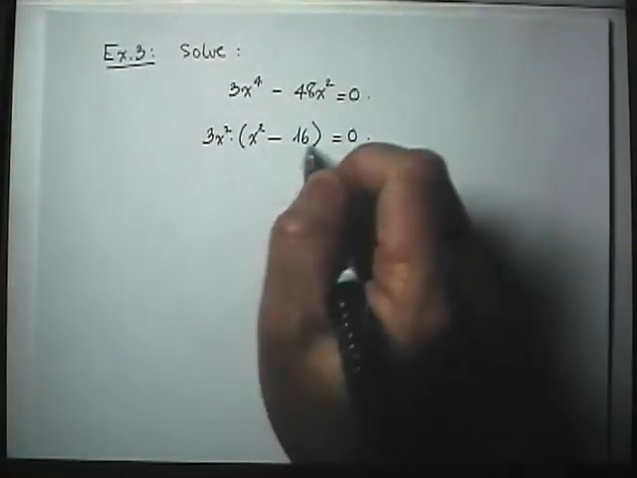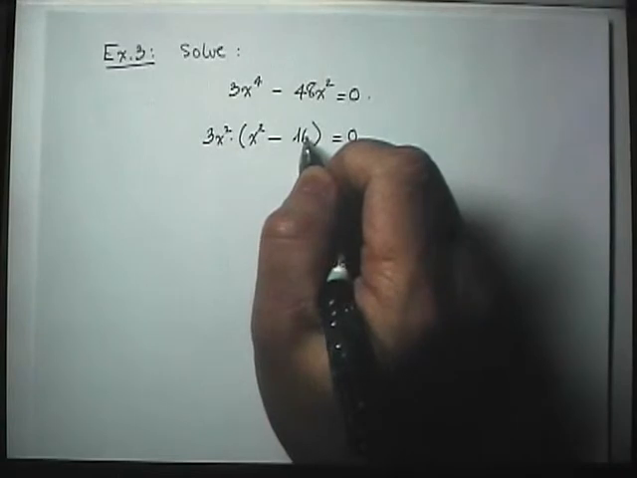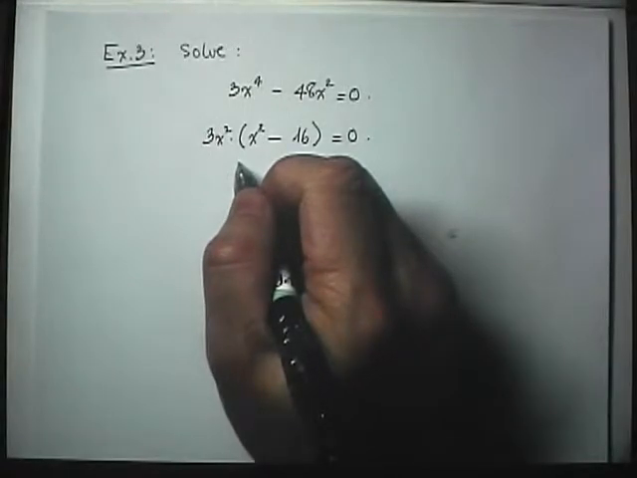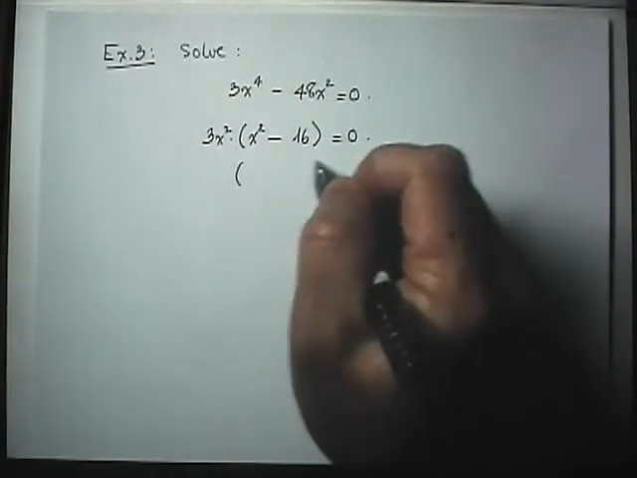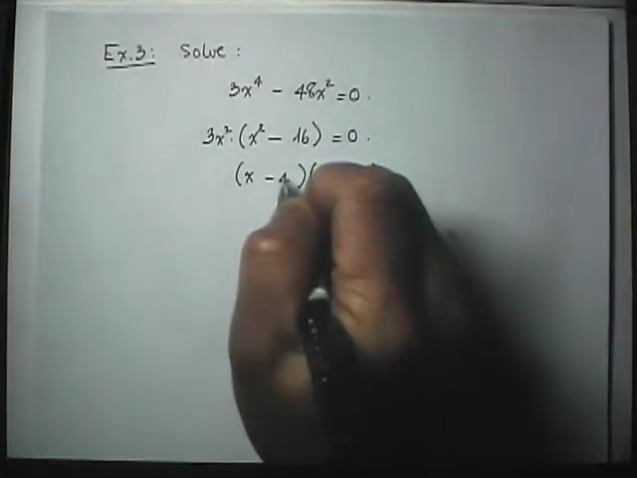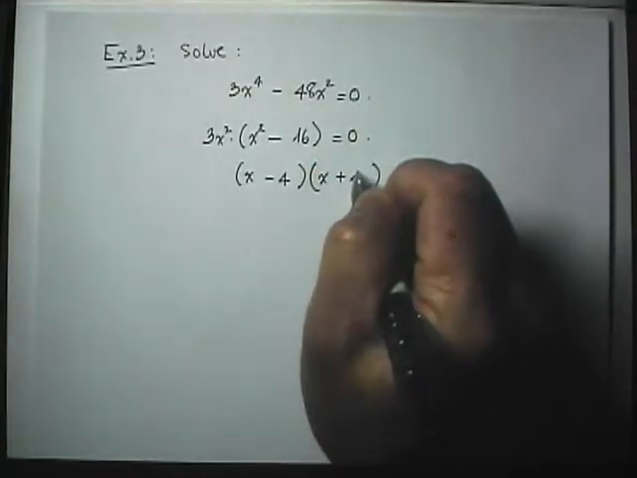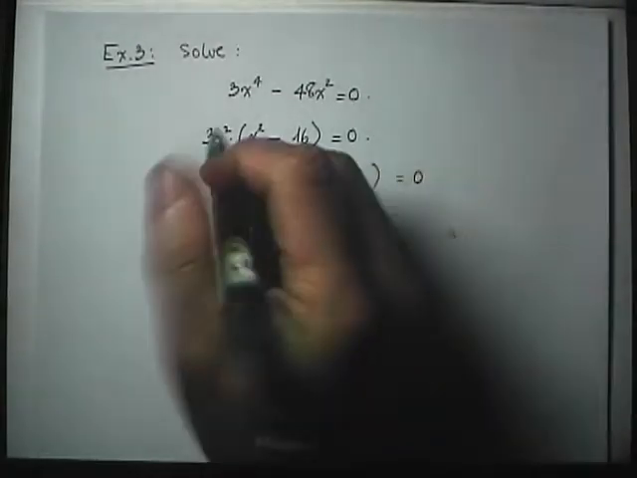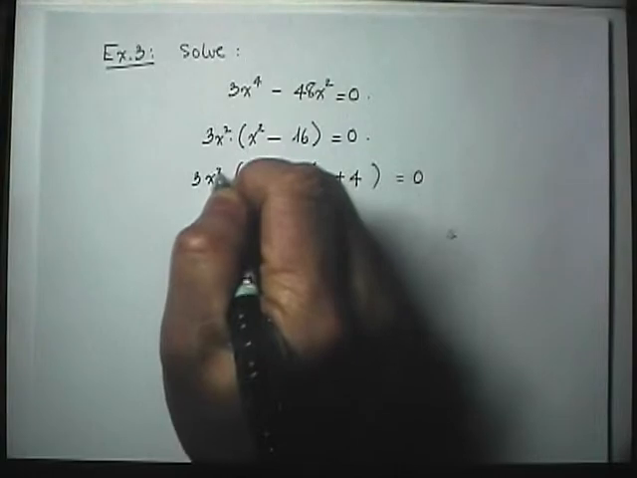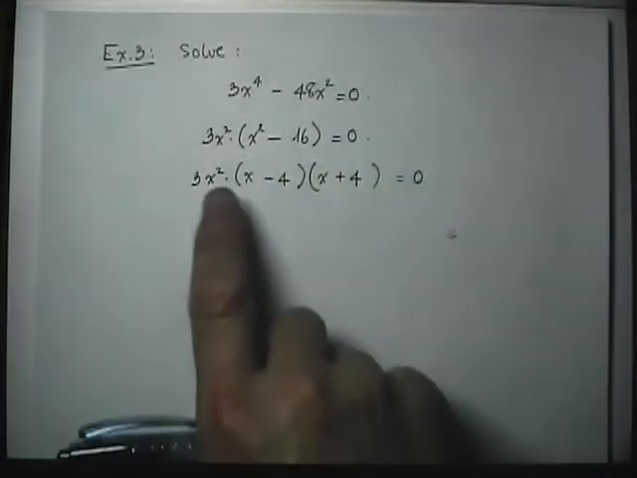I have another difference of 2 squares. 16 here can be understood as 4 squared, so I have x squared minus 4 squared. So using the difference of 2 squares formula, I can factor x squared minus 16 into x minus 4 times x plus 4 equals 0. And then the front factor right here would be 3 times x squared. And please, I encourage you to think of x squared as x times x.